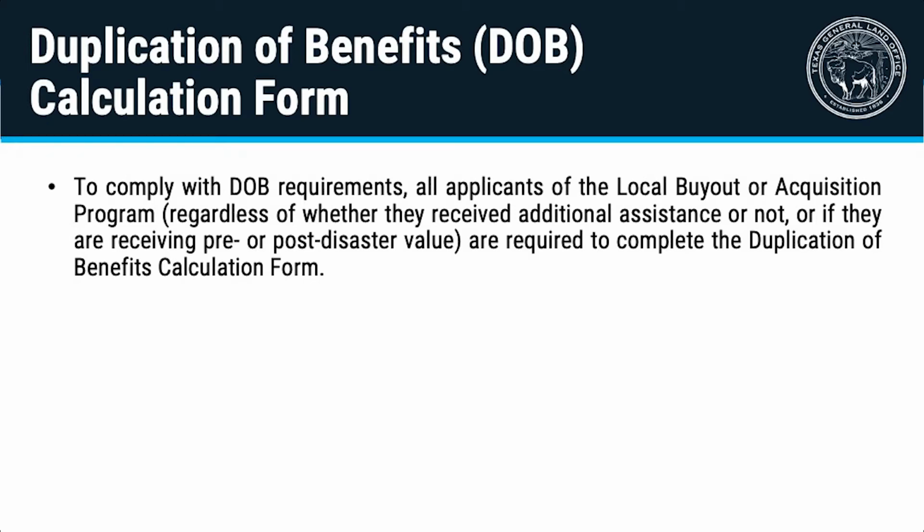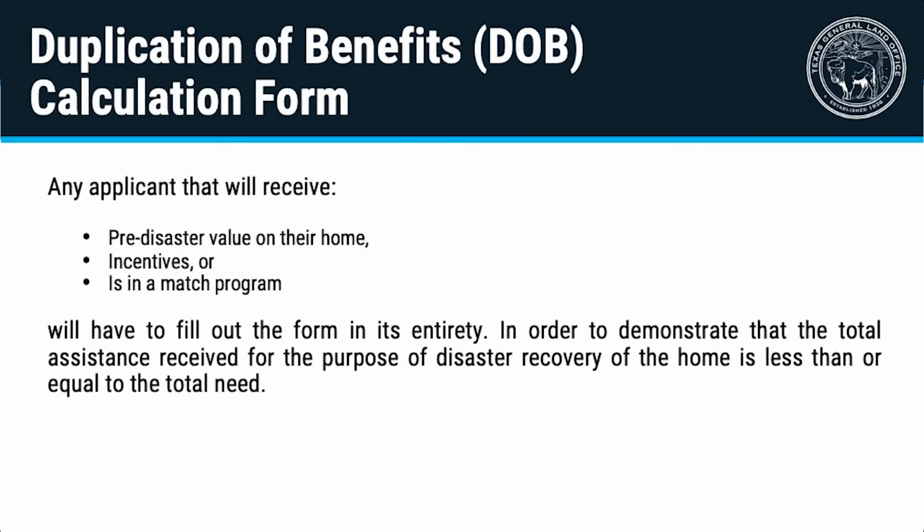Calculation Form. Any applicant that will receive pre-disaster value on their home, incentives, or is in a match program will have to fill out the form in its entirety in order to demonstrate that the total assistance received for the purpose of disaster recovery of the home is less than or equal to the total need.